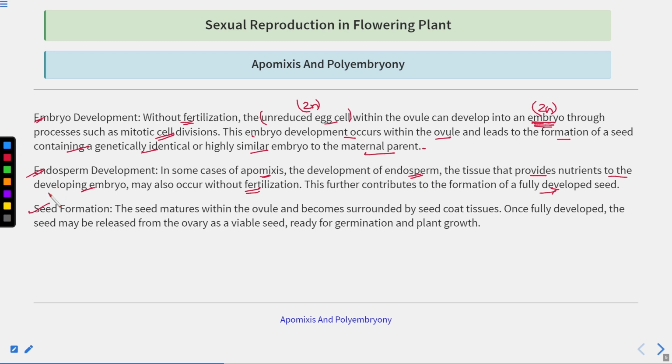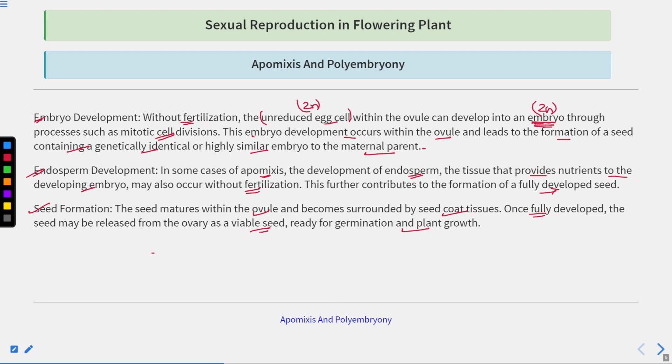Now next is the seed formation. The seed matures within the ovule and becomes surrounded by seed coat tissues. Now once fully developed, the seed may be released from the ovary as a viable seed ready for germination as well as plant growth. Okay, this is clear. We were talking about apomixis and how the embryo develops without fertilization.